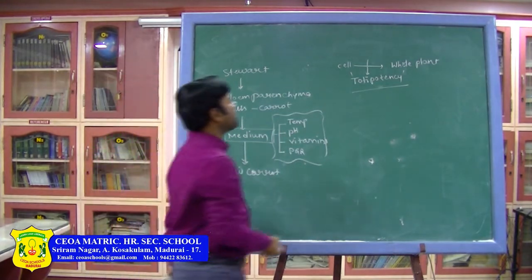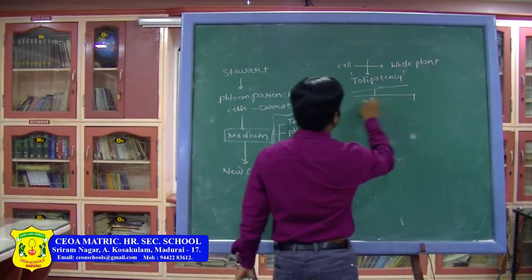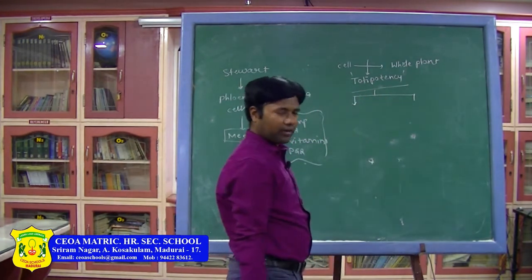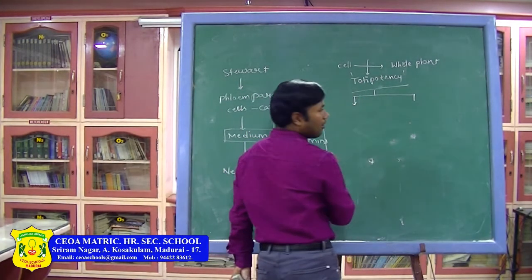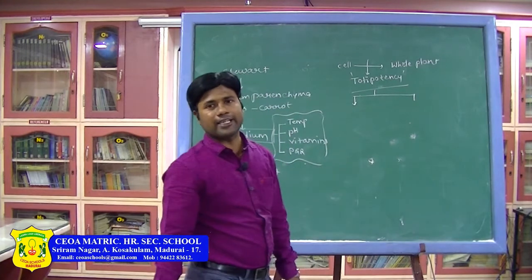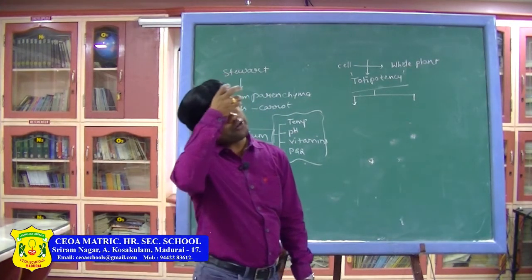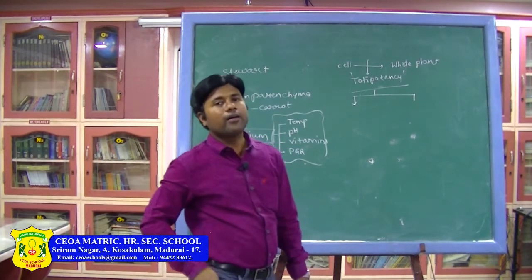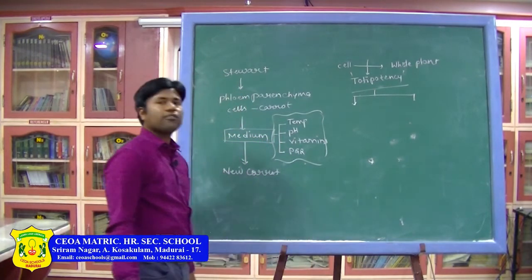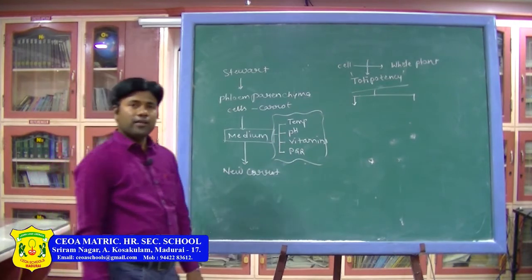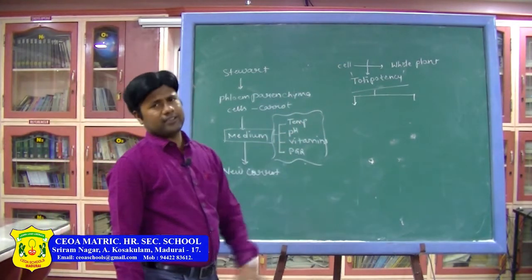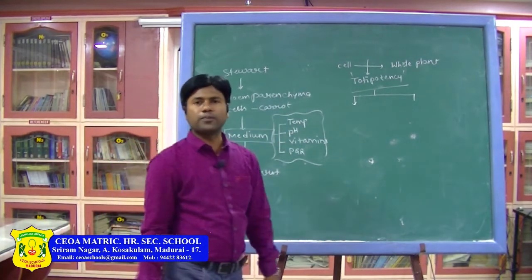This totipotency is used nowadays in industries, in floriculture, in the agriculture sector, or in biotechnology companies which are producing seeds. Okay, in those companies this totipotency is used. In less time, we can produce more.